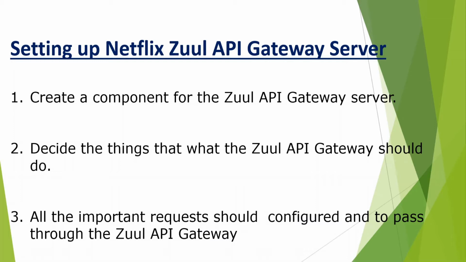and thereafter we will decide what the API gateway should do, what role the API gateway will have to play, and based upon that decision we will implement the Zuul API gateway. So all the important requests should be configured to pass through the Zuul API gateway. These three things we will be implementing and configuring to make the Zuul API gateway server a success.